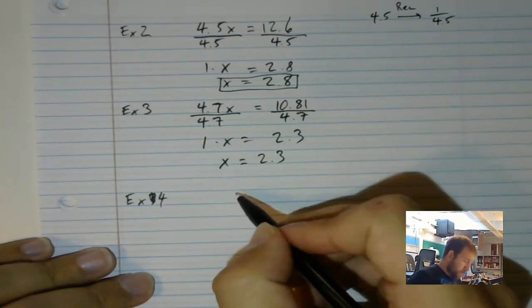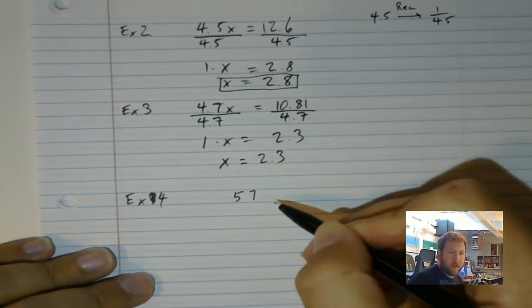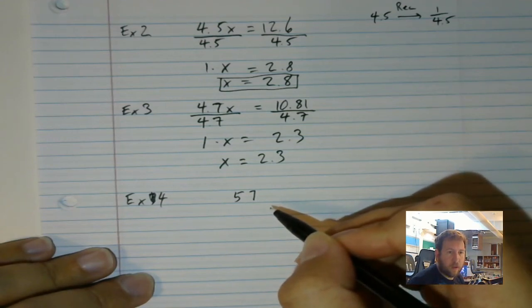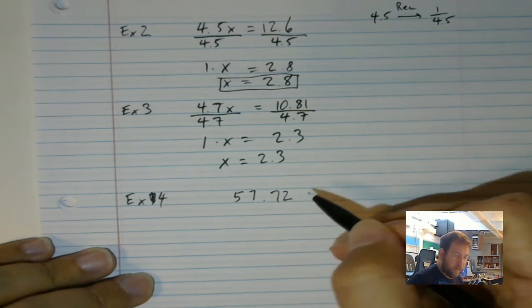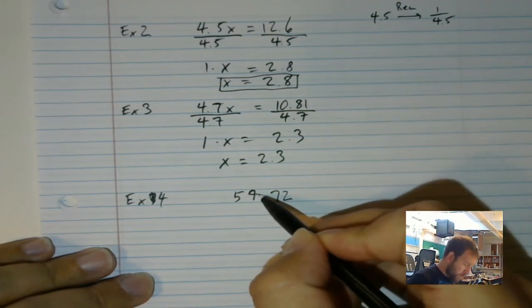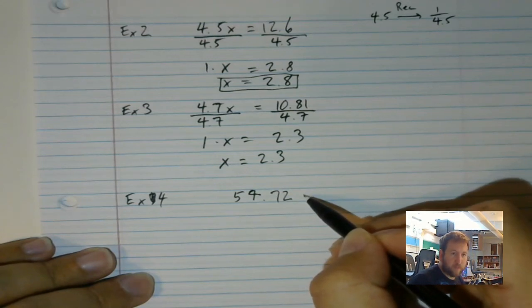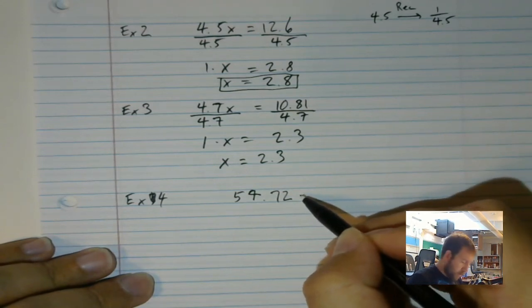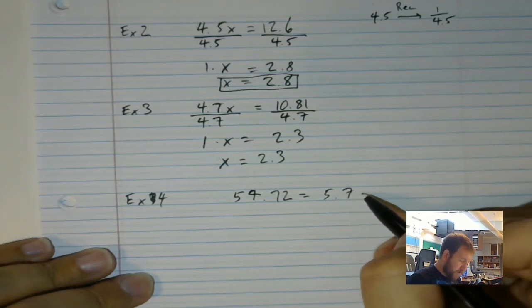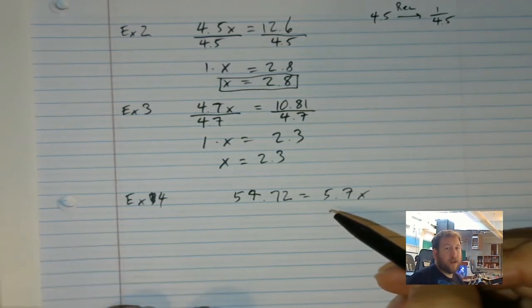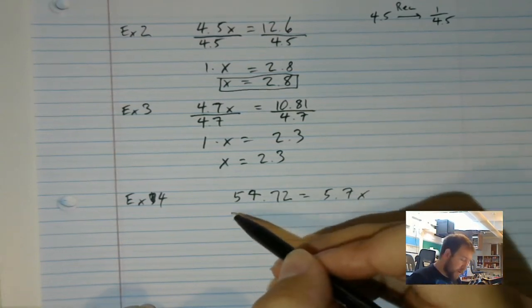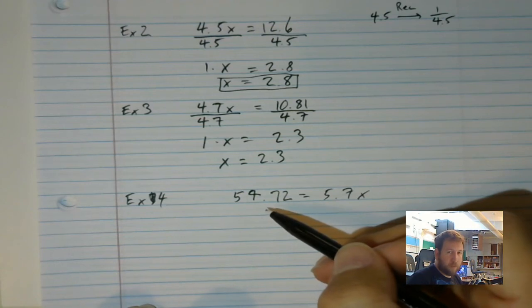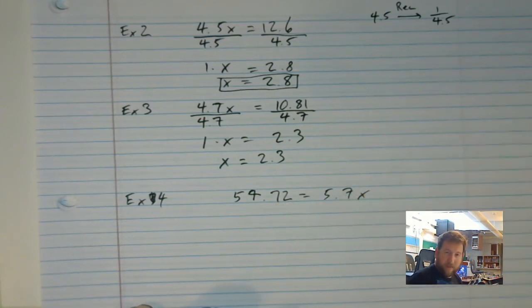I'm going to be doing 54.72. Oh, sorry, I first said 57.72, it's supposed to be 54.72, equals 5.7x. Oh, okay, so one immediate thing that I might notice here is that I have my x on this side instead of on this side. Is that a problem? No, definitely not. I can really flip it if I want because it doesn't really matter what order it's in.